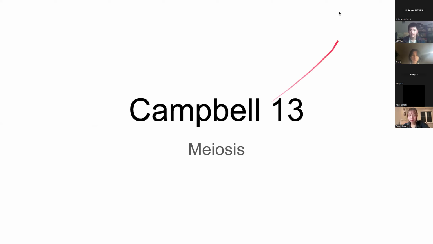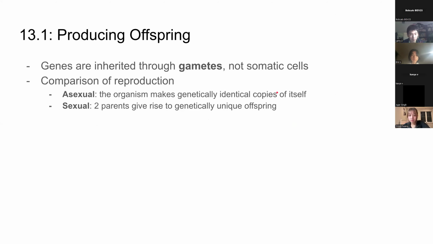The next chapter I'll cover is meiosis, or Campbell's 13, I guess. Meiosis is a process that allows for producing offspring, right? And the genes are inherited through gametes and not your body cells. If you remember, gametes are sperm and egg cells, and somatic cells are everything else. Gametes are haploid, or a single N, and somatic cells are diploid, or 2N. If genes were inherited through somatic cells, you would double the amount of genes every generation, and that would be pretty bad. So that's why it's inherited through gametes.